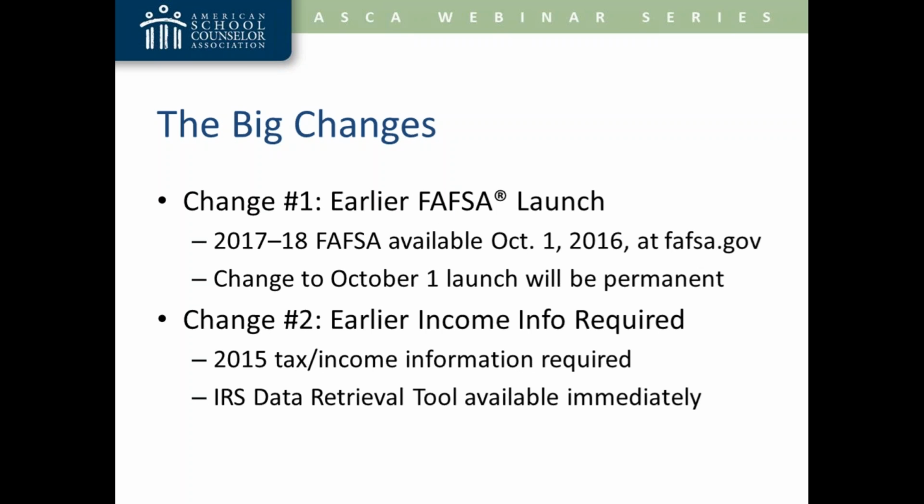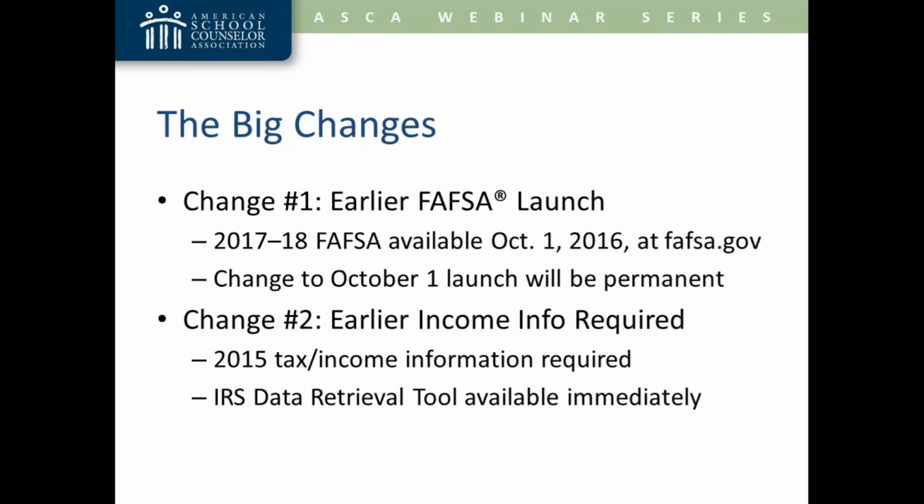All right, let's talk about the big changes on the FAFSA. Number one, the FAFSA launched earlier. The 17-18 FAFSA, if it was going on the same schedule that previous ones did, wouldn't be available until January 1 of 2017, but it's already launched. It's been available since October 1st of this year, 2016. And that earlier launch on October 1st is going to be a permanent change. So the 18-19 FAFSA is going to launch October 1st of next year, and so on.